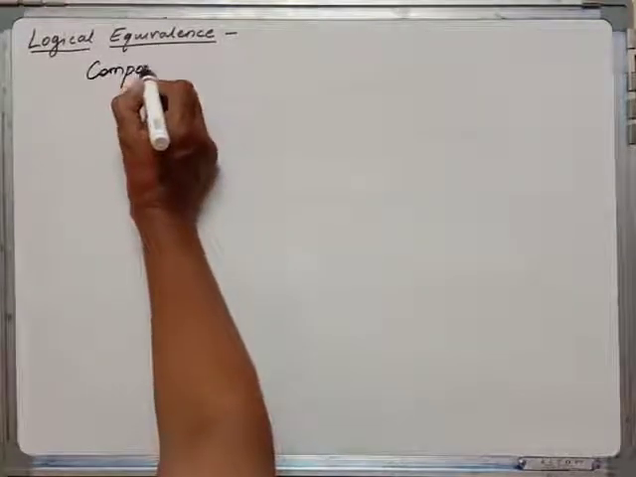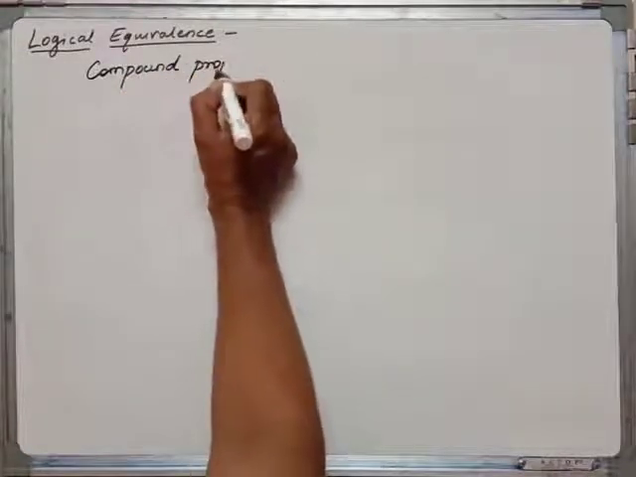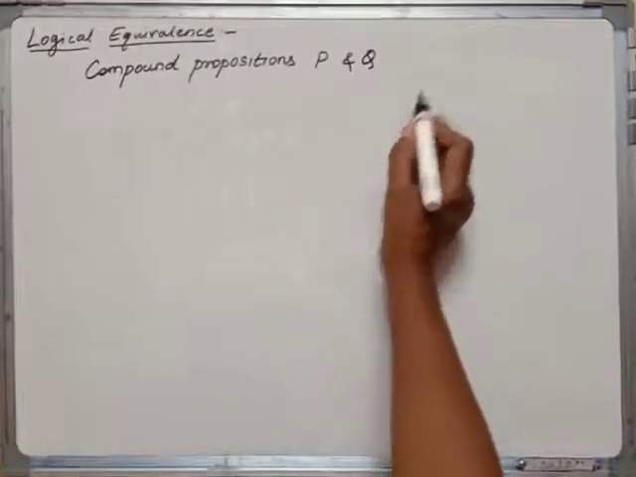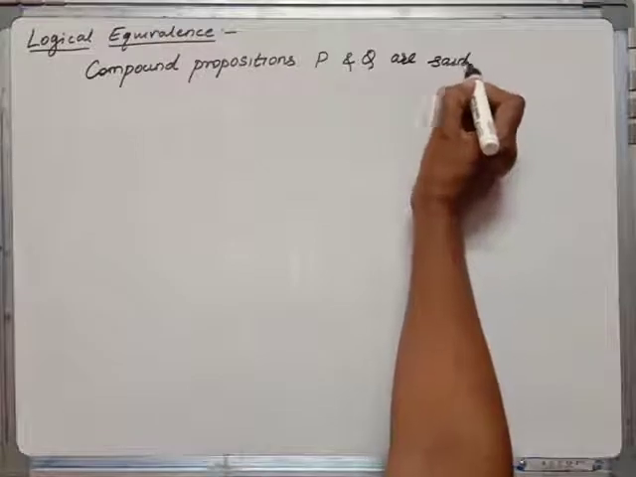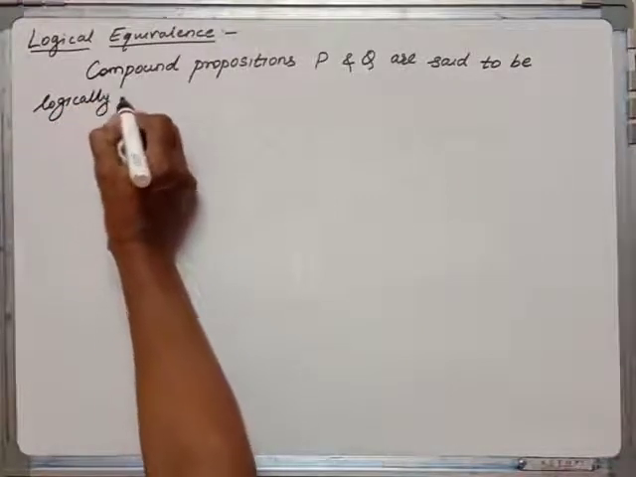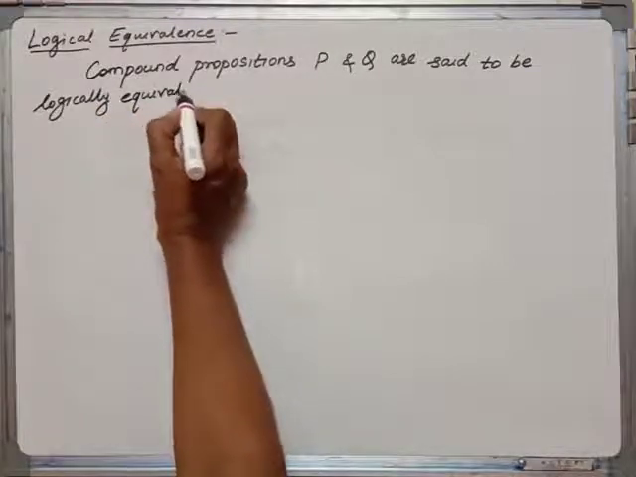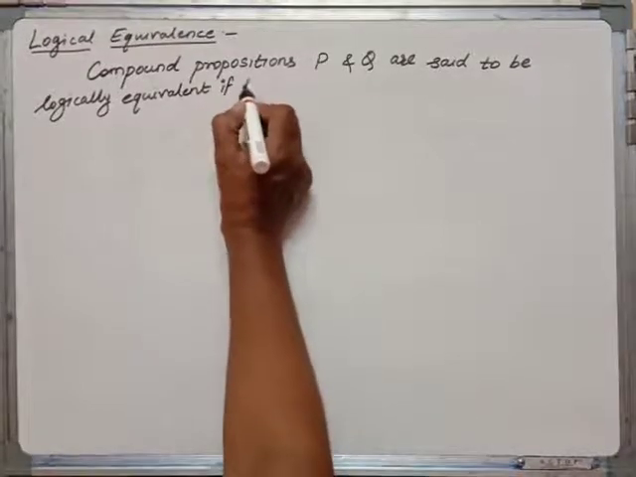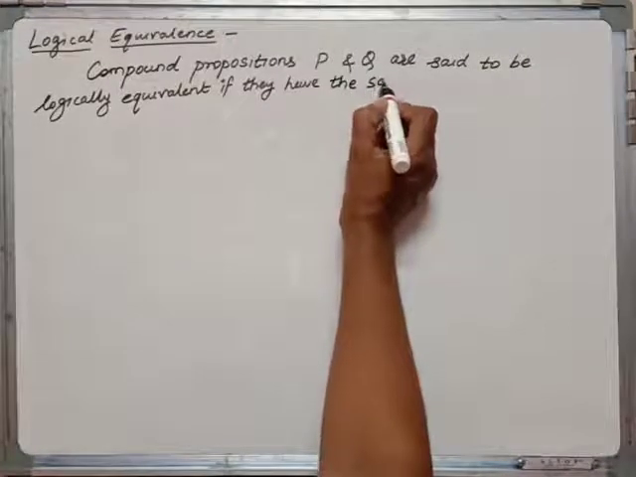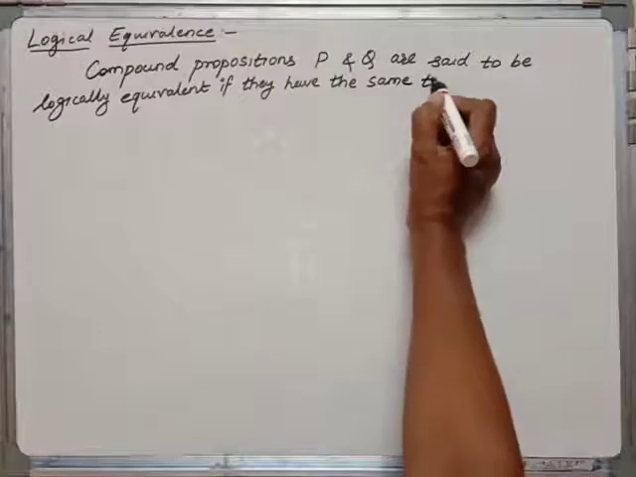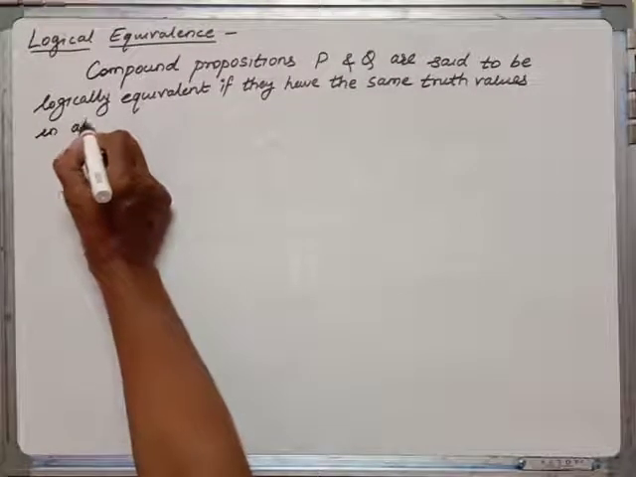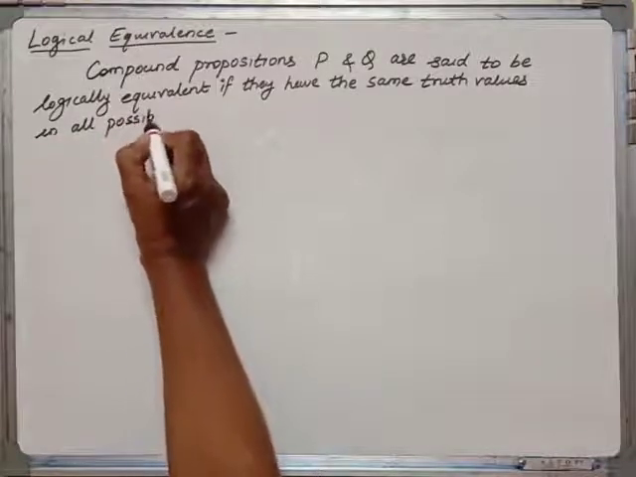Compound propositions, now let me denote them capital P and capital Q, suppose, are said to be logically equivalent if they have the same truth values in all possible cases.